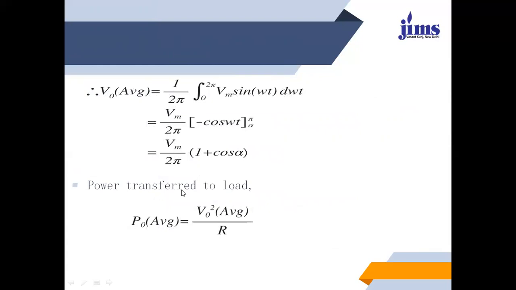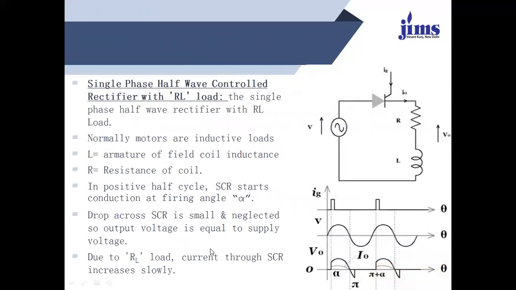The power transferred to the load will be the product of the output current and the output voltage. So we get V out naught squared divided by R. It will be the output average power.